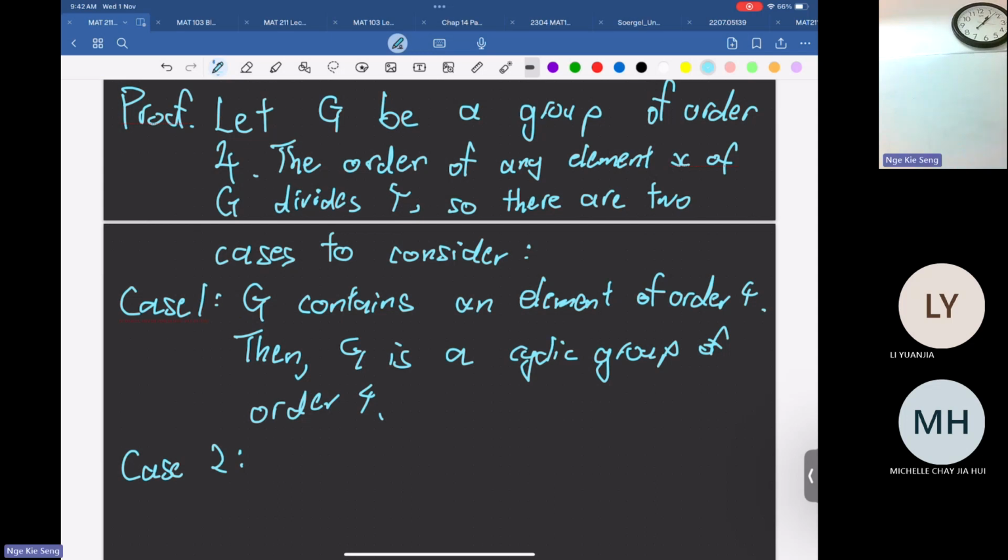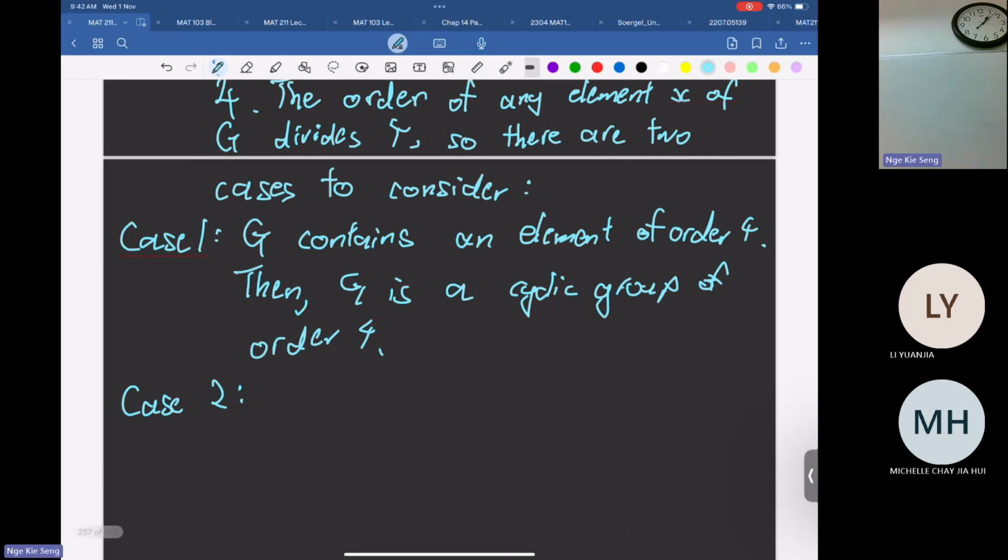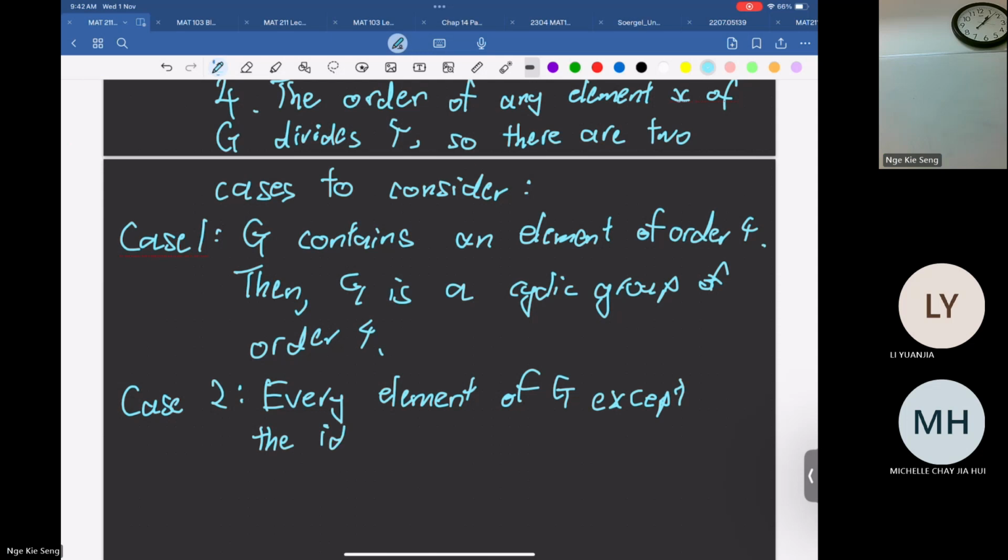So if everyone is happy about case 1, then we move to case 2. Case 2 is that there is no element of order 4 in there. This means that every element of G, except the identity, has order 2. Note that a priori, before we have this reasoning, we don't know whether this is Z2 cross Z2 or not. We want to move to the stage where we know that this group is actually isomorphic to Z2 cross Z2.